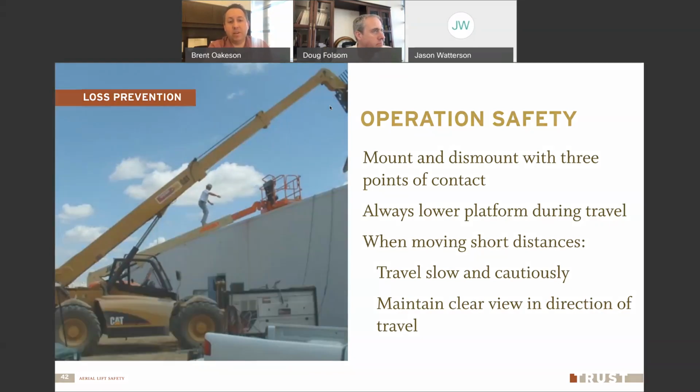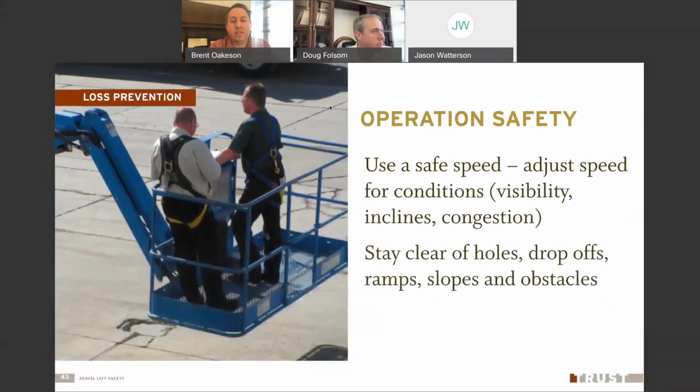So safe speed is critical. Stay clear of holes, drop-offs, ramps, slopes, or even obstacles. We've had little videos that we've shared in other trainings that show just a simple ledge, and it doesn't look like much, but as you're maybe even 8 to 10 feet off the ground, hitting a 4 to 8 inch ledge can really launch you out of that basket. And so it's really important to be on a level surface and take it slow and drive slowly around there.